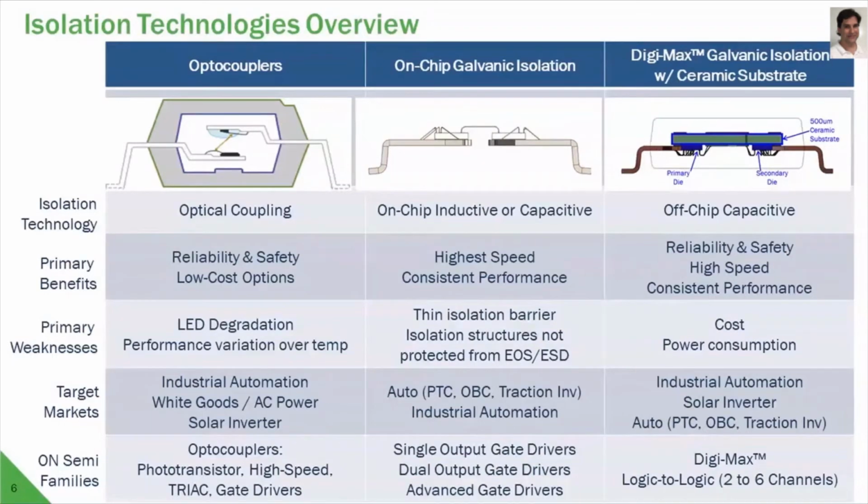For on-chip galvanic isolation, there are two technologies. There's on-chip inductive or on-chip capacitive. This technology offers the highest speed and consistent performance over temperature. The primary weaknesses are the thin isolation barrier, which I'll talk about in a later slide, as well as the isolation structures not being protected from EOS or ESD. That'll also be shown in a video later in this presentation.